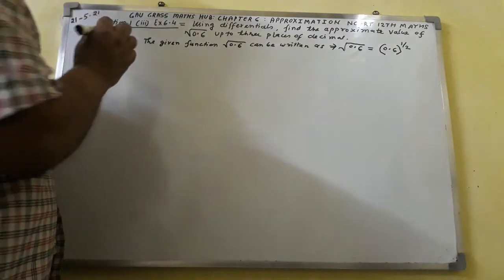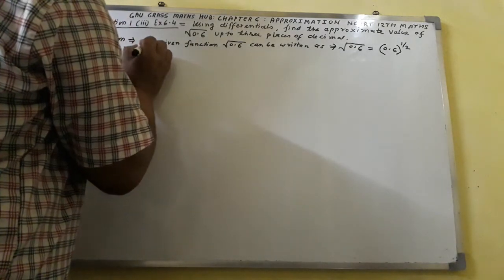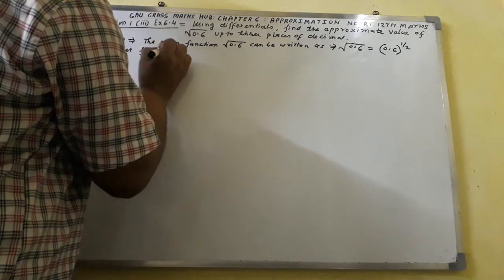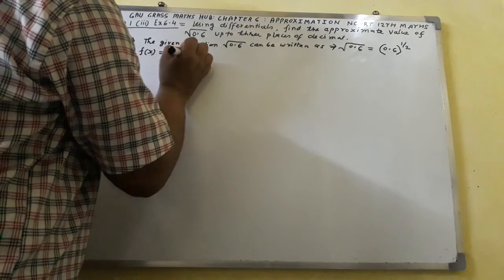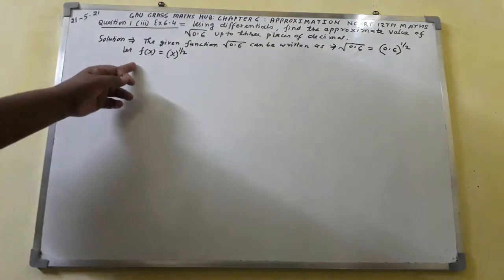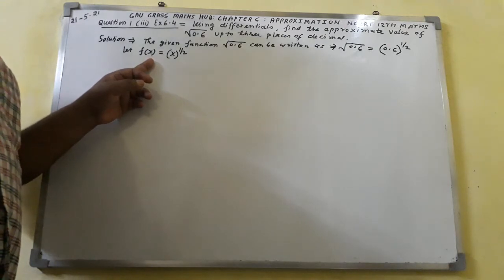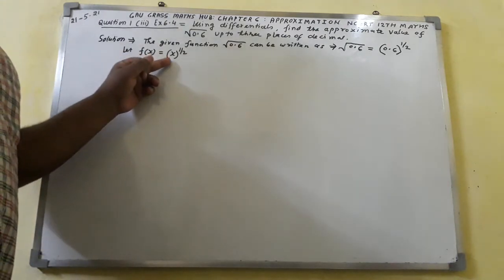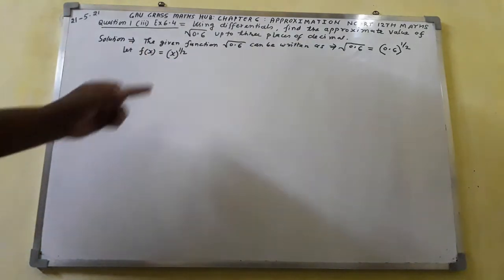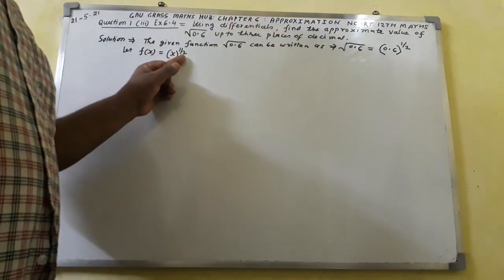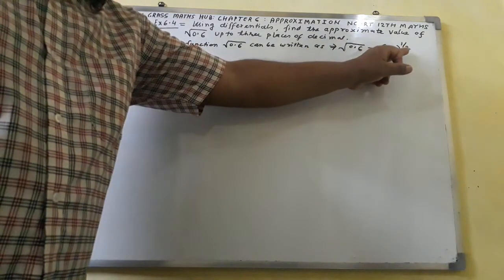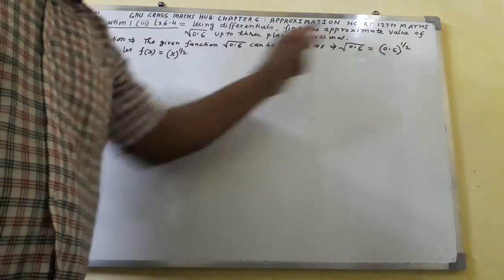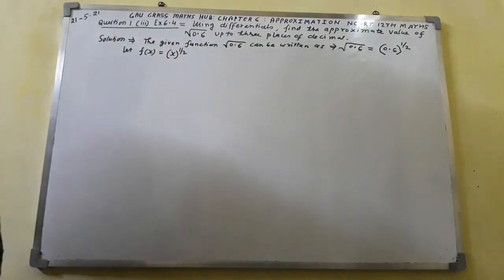Now here I shall write, let f of x equal to x raised to the power 1 over 2. Here you can see f of x is fixed here. Here x is also fixed, and here 1 over 2, the index I have taken same as this index 1 over 2. Here 1 over 2 will be the same index as 1 over 2 will be written here. Note that one.